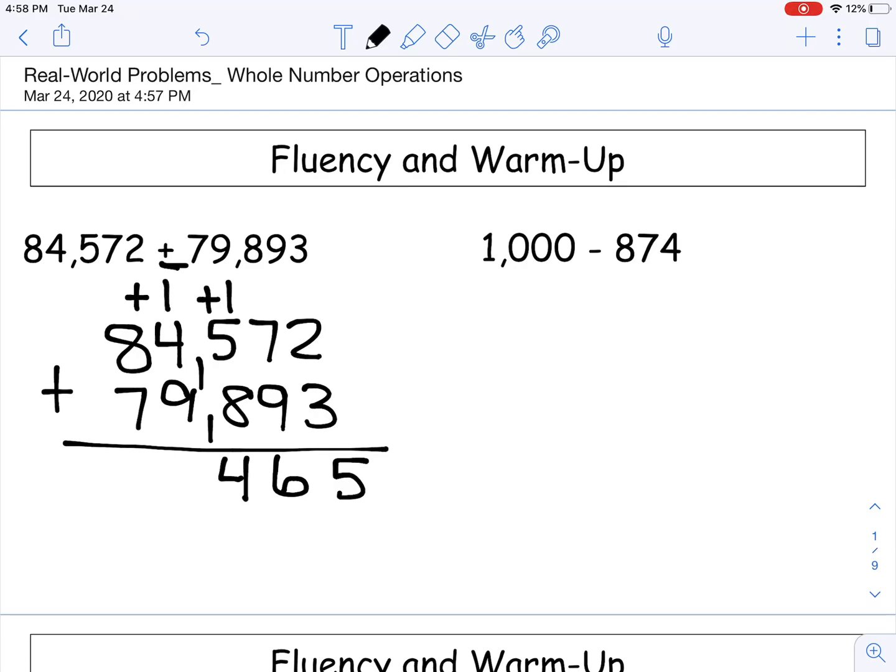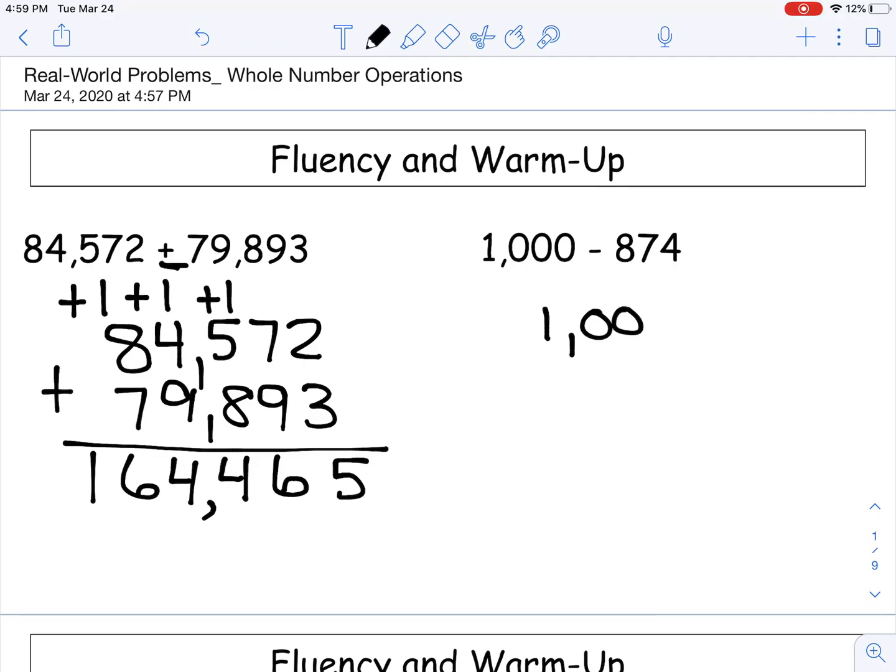Again, if I'm going too fast, slow the video down, hit pause. 9 plus 4 is going to give us 13. Plus 1 is going to give us another 14. 7 plus 8 is 15, plus 1 is 16. And don't forget 1, 2, 3, comma.